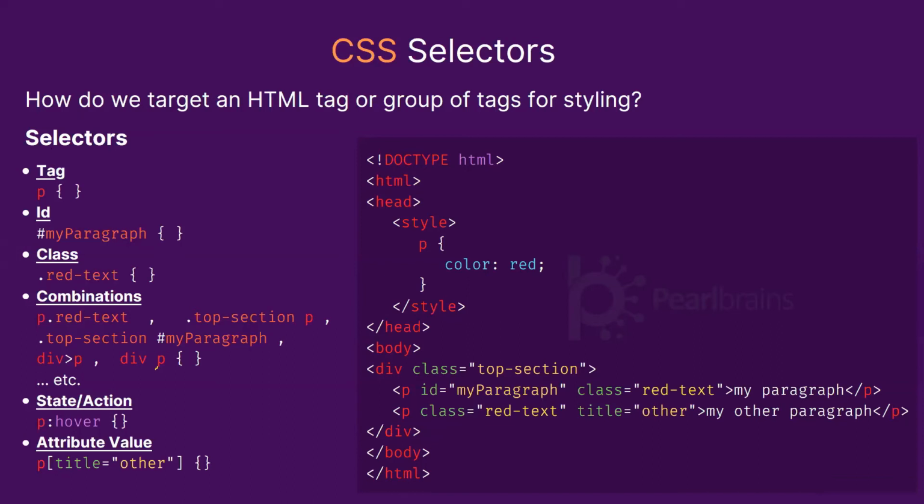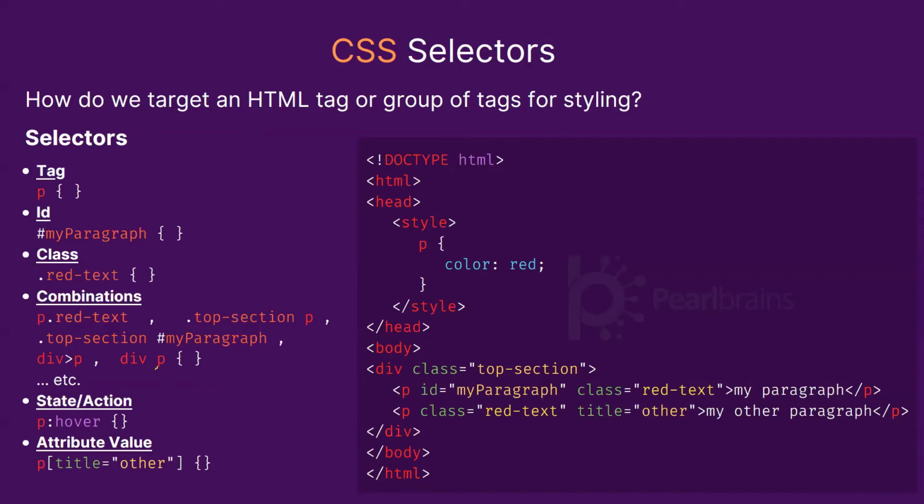When you look on your right, there is the code. We have a div of class top selection right here. And inside that div, we have a paragraph with an ID, my paragraph, and a class red text, and another paragraph with a class red text, and the paragraph has a title called other. So if we want to target all paragraphs, regardless of any attributes inside them, like we want every paragraph on this page to have these properties, that's what we do with the tag selector on your left.